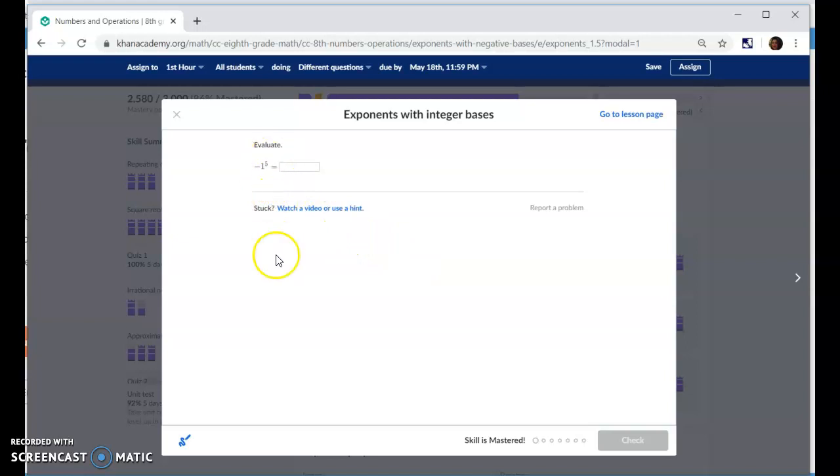Okay, -1 to the 5th power. Because the exponent is odd, that means our answer is going to be negative. And so it says -1, so 1 times 1 times 1 times 1 times 1 is still 1. So it'll be -1. Check. All right. -1 to the 3rd power. Same thing, it's going to be -1. Check.